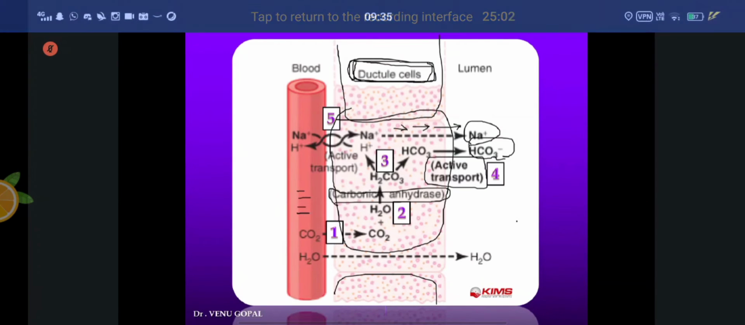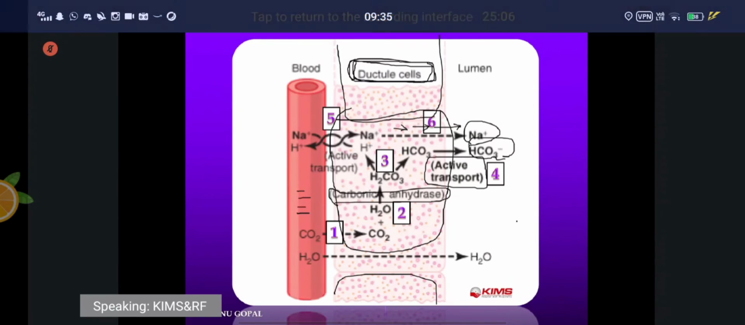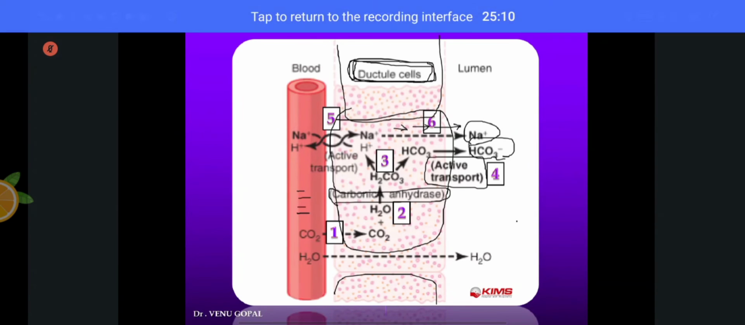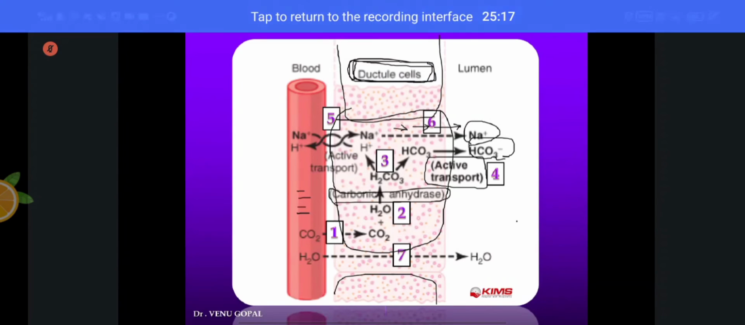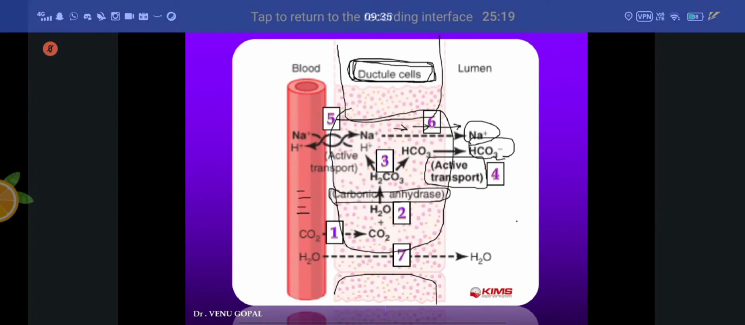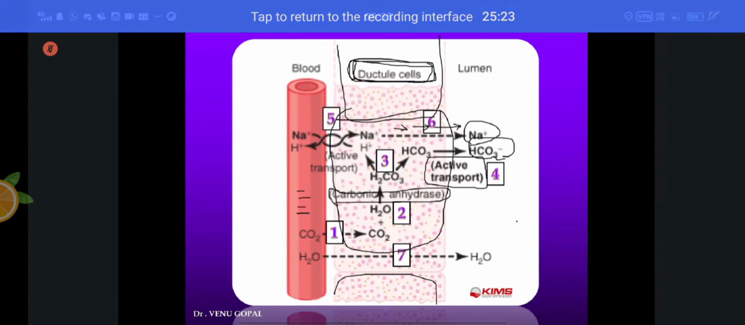Then the sixth step is sodium, already covered here. It is diffusing out. Then the seventh and final one is the water. Water diffuses out by osmotic drag. So these 7 steps, either you explain in paragraphs, or put into 7 steps of a flow chart, or put into a diagram like this, a line diagram.